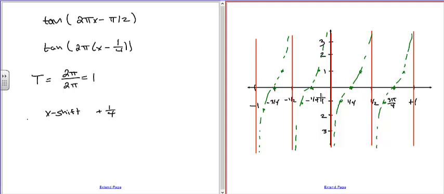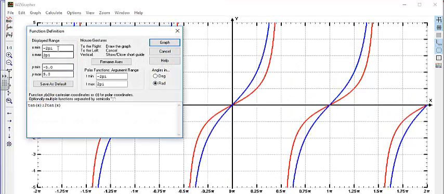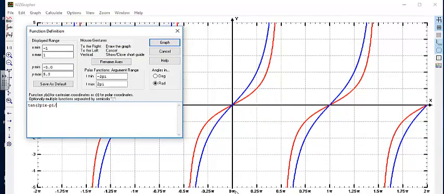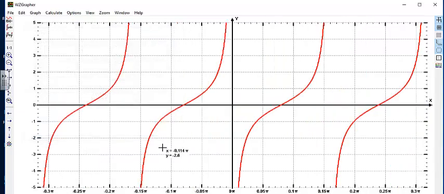Okay, so let's plot that. So we want to go from -1 to +1. The function is the tangent of 2 pi x minus pi over 2. And we plot that. And there we see it.